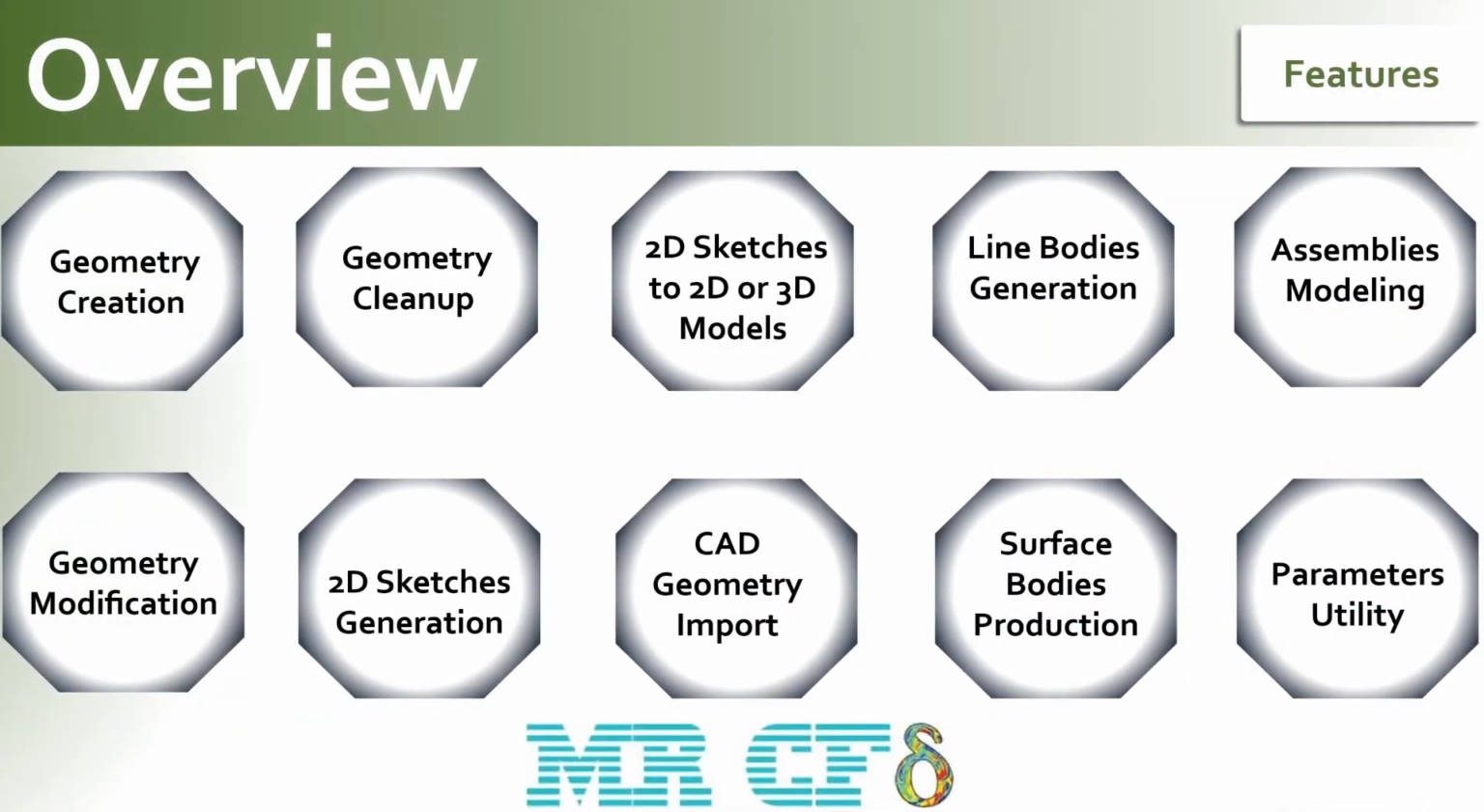Here you can see the list of features in ANSYS Design Modeler software. These are geometry creation, geometry cleanup, 2D sketches to 2D or 3D models, line bodies generation, assembly modeling, geometry modification, 2D sketches generation, CAD geometry import, surface bodies production, and parameters utility.